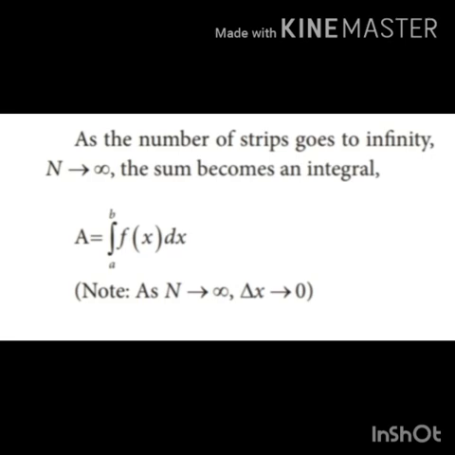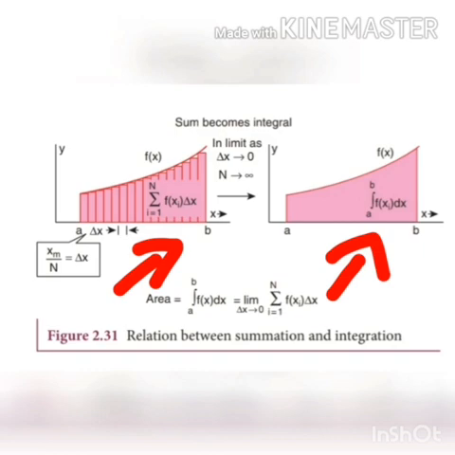There are two limits, lower limit and upper limit. Therefore, a to b. The integral will give the total area under the curve taken as f of x. Therefore, the area is equal to the integral from a to b of f of x into dx. The limit as del x tends to 0, the summation from i equals 1 to n of f of x i into del x.